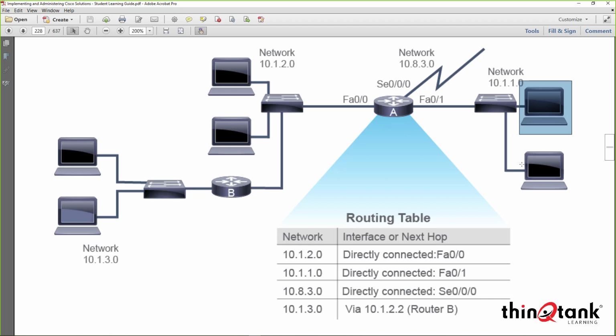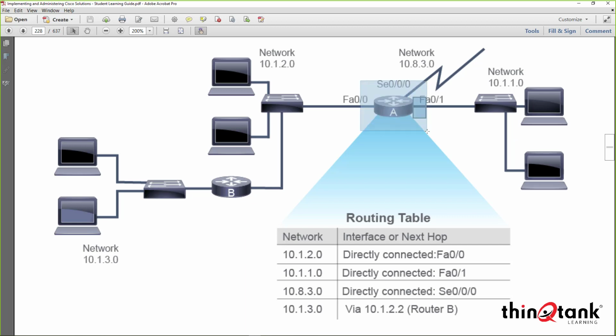It has a default gateway. Default gateways allow hosts or clients or devices to send packets to their router when the destination is not in the same subnet. So this PC says, oh, I have a default gateway, my default gateway is 10.1.1.1. So I'm going to address my frame to 10.1.1.1, the MAC address of this router, and I'm going to send my packet to the router.